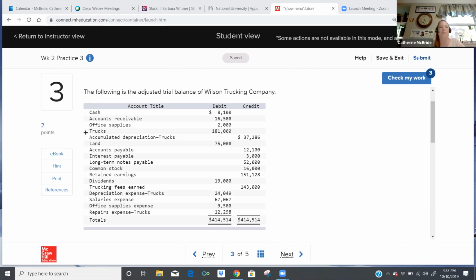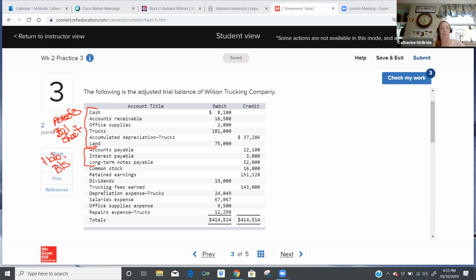What financial statement do assets go on? They go on the balance sheet. Land, account, okay, that's all assets. So these are assets, and they go on the balance sheet. So we don't need those. Now the next ones are liabilities. These are liabilities, and they go on the balance sheet. So we don't need those.